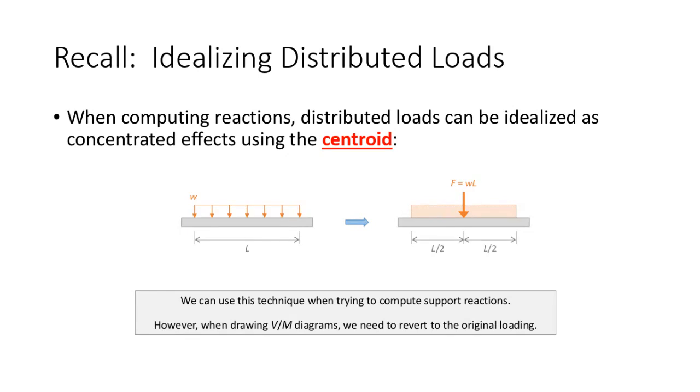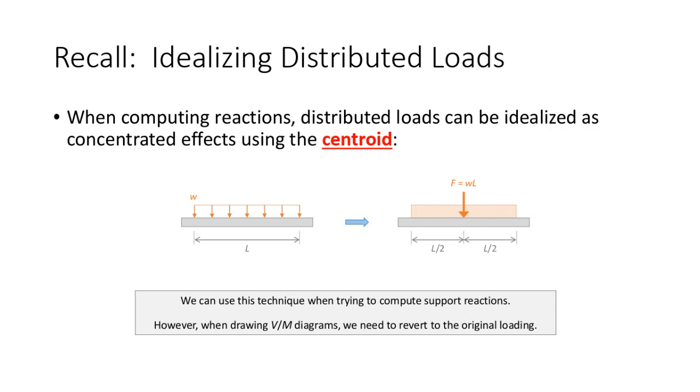Now, here's the kicker, and this is something you really have to train yourself to do: this is great when you're computing the support reactions. But when you're drawing the shear diagram and the moment diagram, this idealization is something that you and I are doing to make the reaction computation easier, but it's not the real life loading on the beam. In other words, we can turn it into a point load to determine the reactions, but when we're drawing the shear diagram and drawing the moment diagram, we have to revert back to that distributed load.